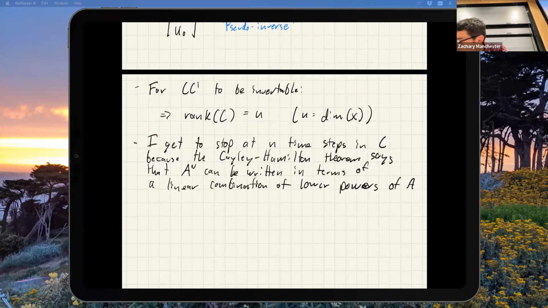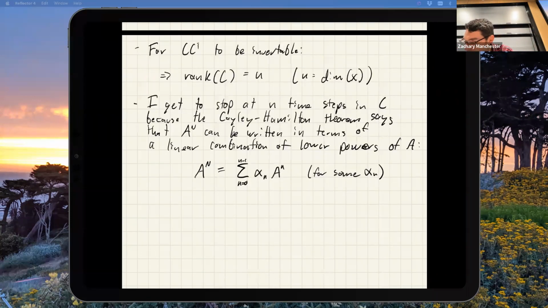So here's the key result. A to the n equals the sum from k equals 0 to little n minus 1 of some coefficients alpha times A to the k. So this tells me that stopping at little n is enough. For any higher power than that, I've already got up to that rank. So adding more time steps doesn't help.